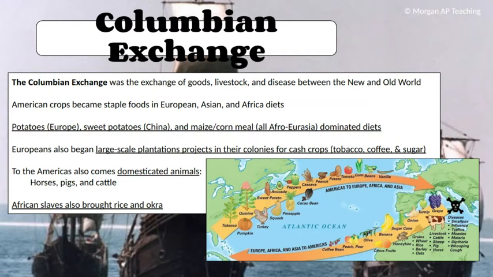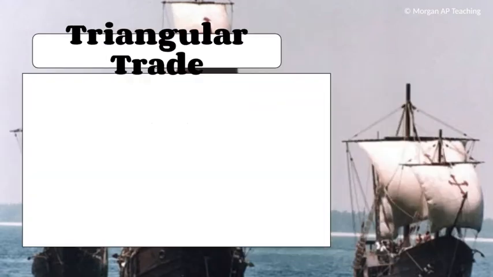To the Americas also came domesticated animals. Okay, so to North and South America, they brought horses, pigs, and cattle. And African slaves also brought rice and okra, which is a vegetable.